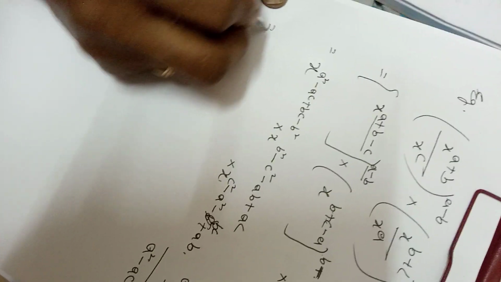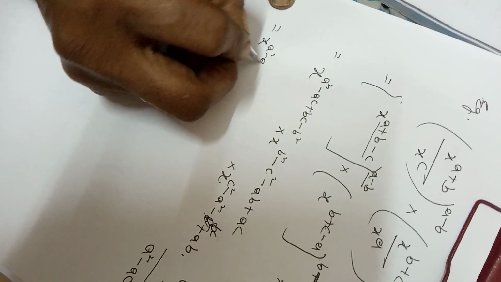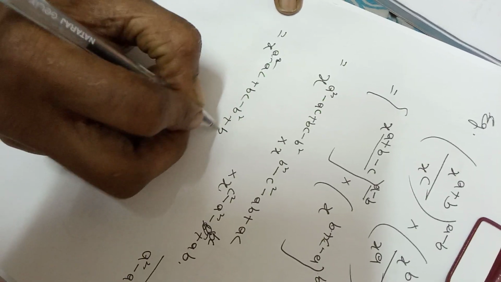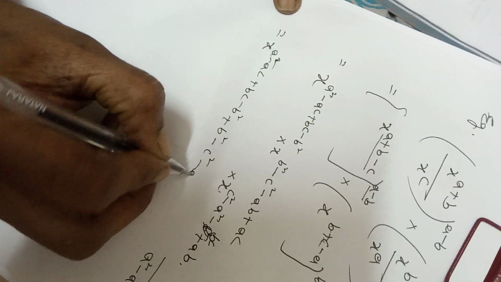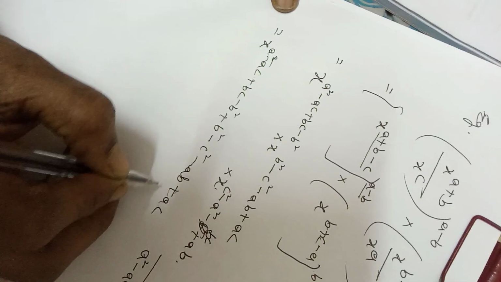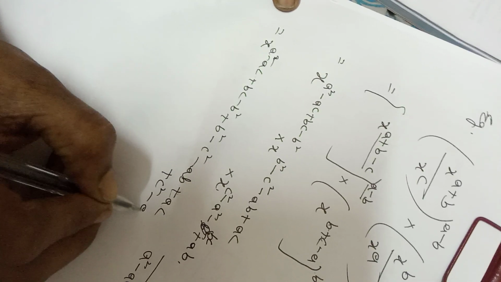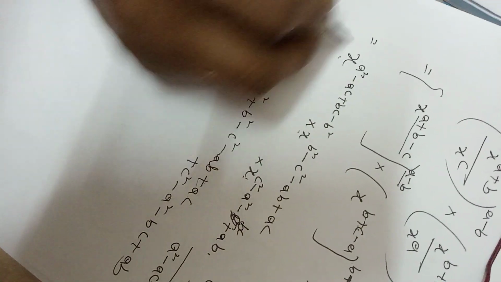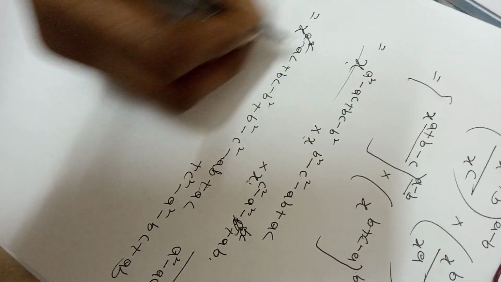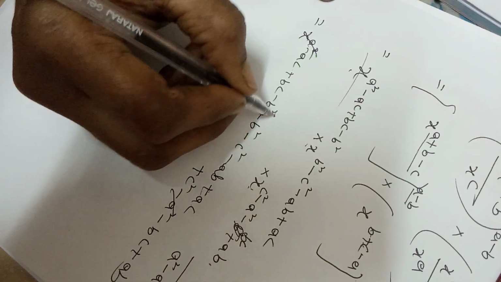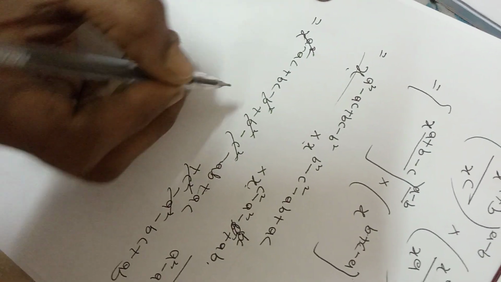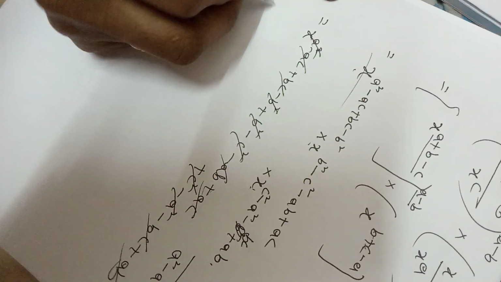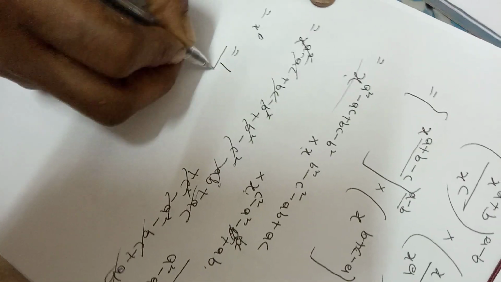Now add the powers: A square minus AC plus BC minus B square, plus B square minus C square minus AB plus AC, plus C square minus A square minus BC plus AB. Same base multiplication, add all the exponents: A square and A square, B square B square, C square C square, AC AC, BC BC, AB AB. So x to the power of 0, which will be 1.